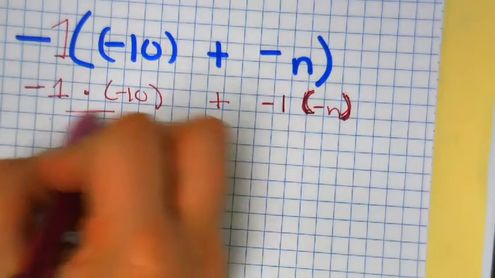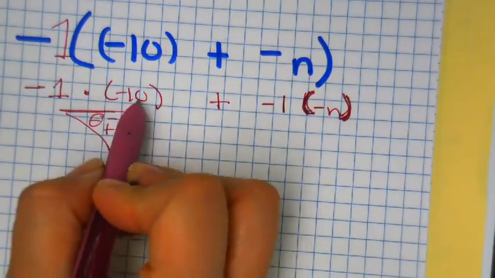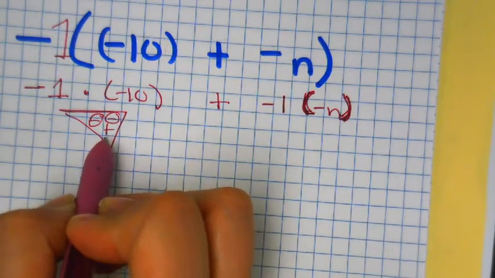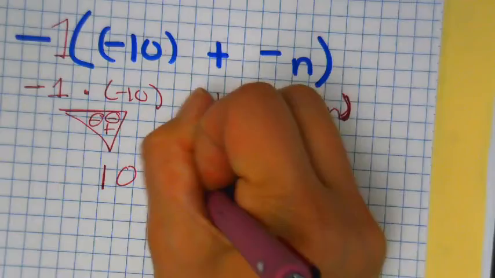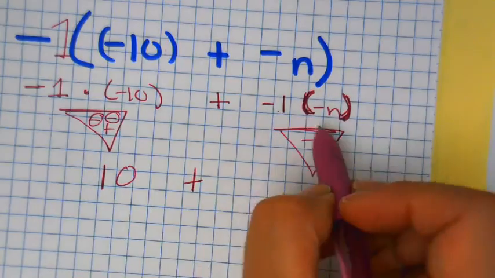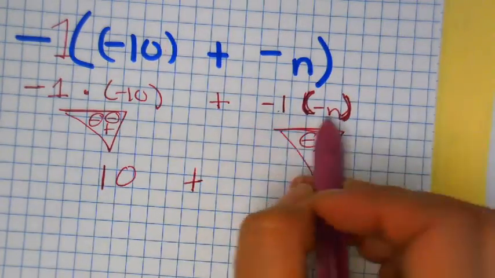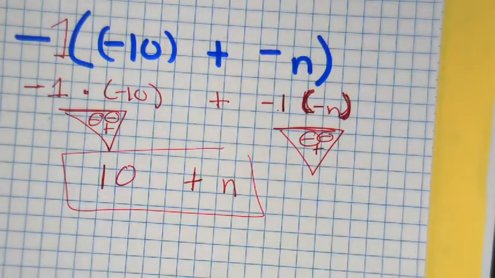You use the Dorito Man. Negative, negative, positive. What's left over? A positive. So my answer is going to be positive. What's 1 times 10? 10. Plus this one, again, the Dorito Man. This one's a negative, this one's a negative. What's left over? A positive. What's 1 times n? N. So 10 plus 1n or 10 plus n.